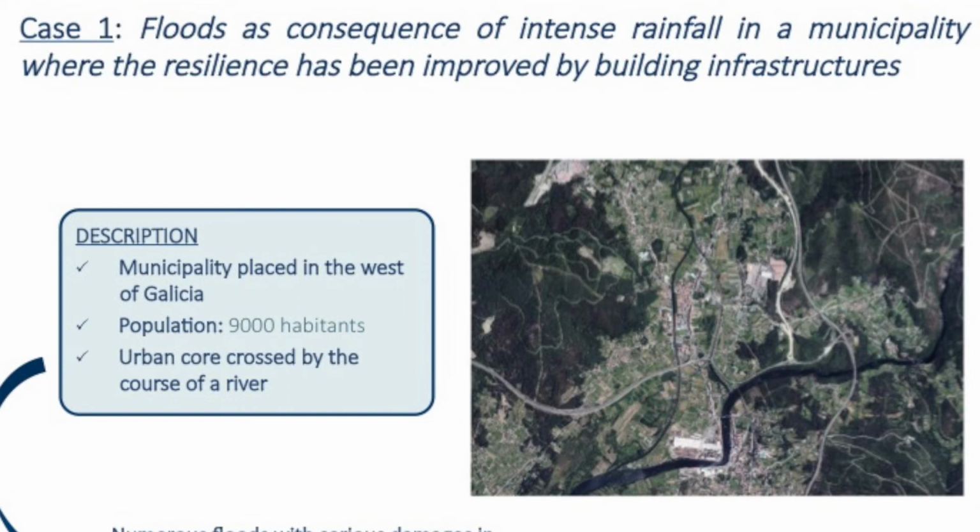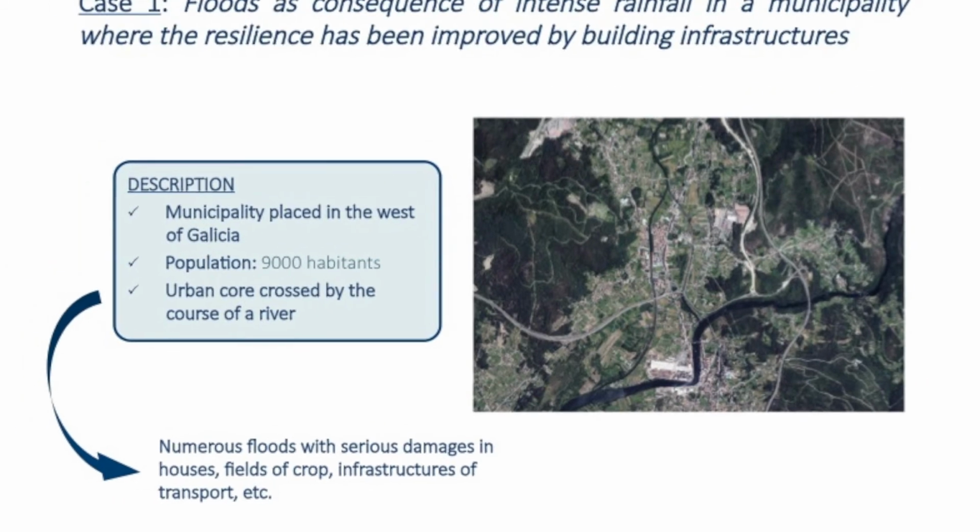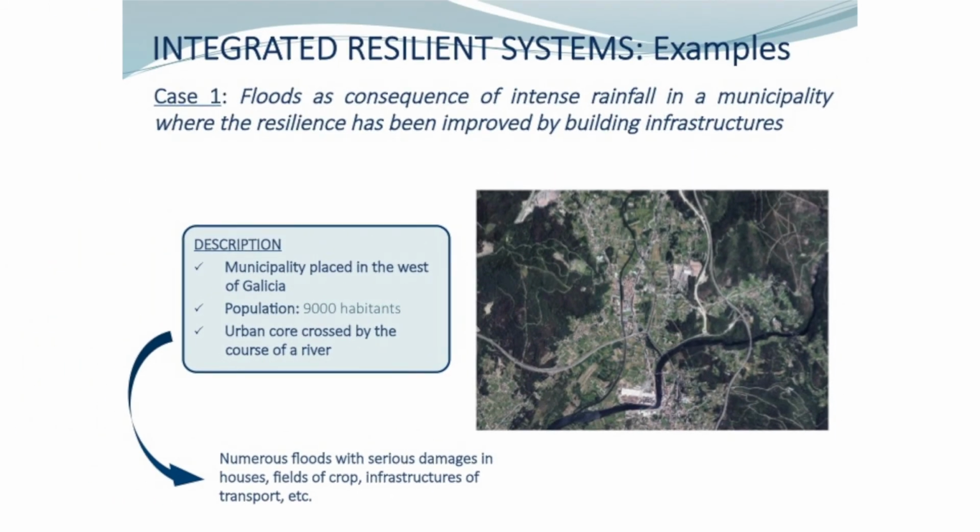The urban core is crossed by the course of a river that, in case of overflow, originates numerous floods with serious affectation to people and goods with the consequent personal and or economic damages. In this town, we have registered that numerous floods have occurred and serious damages were caused, even in houses, crop fields, transport infrastructures, etc. These have a huge impact on the local economy and the life quality of the neighborhood.